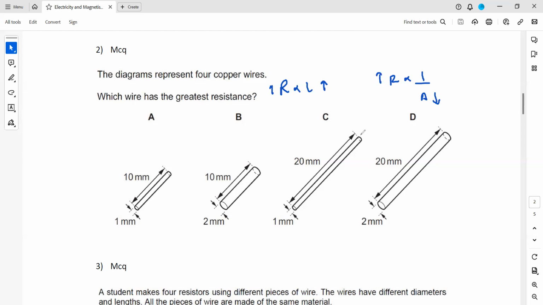So which wire is long? 20 millimeter is long, C and D. And which one is thin? So 1 millimeter is thin. So that's why C should be the right answer. So if we want to increase the resistance, we prefer to use a longer wire and a thin wire, longer and thin. If we want to decrease the resistance, we prefer a short and a thick wire. Next question.